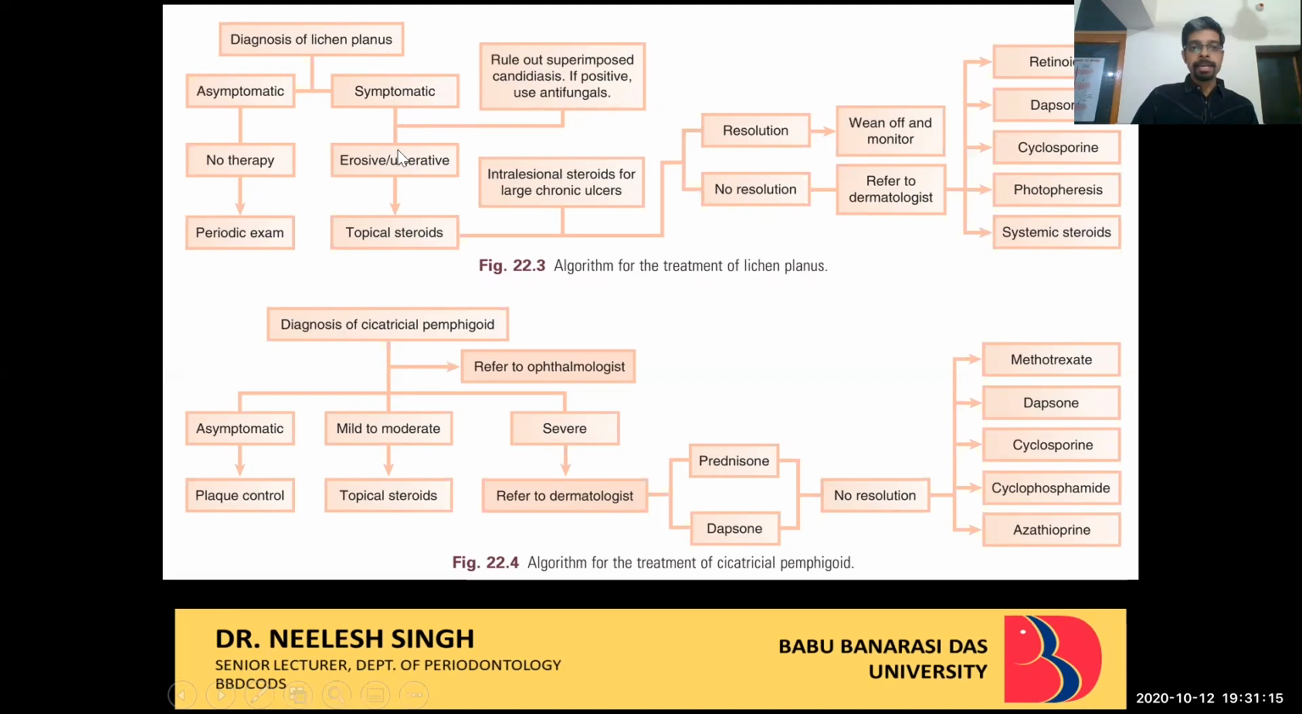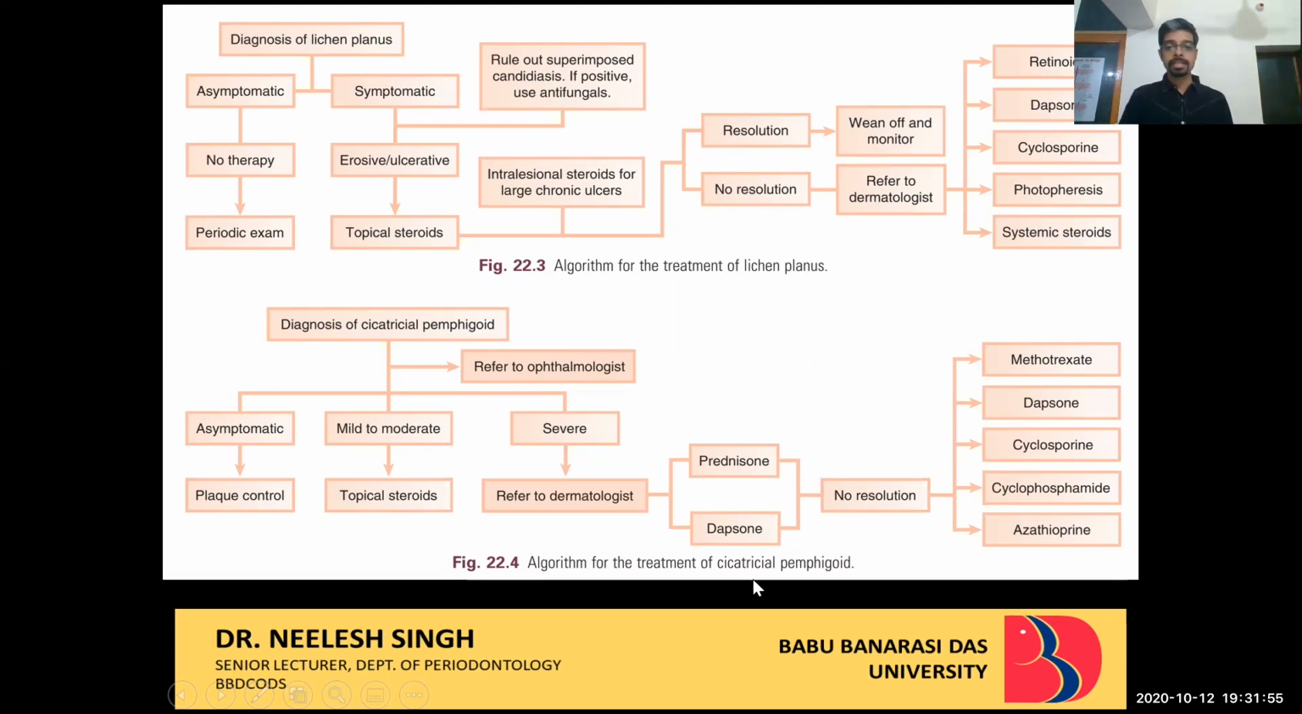Now, lichen planus can be either erosive or ulcerative. There are other forms of lichen planus, but these are the most common forms. In both cases, we'll give topical steroids. If the topical steroids are given intralesionally, the lesion can be resolved or not resolved. If it is resolved, then we have to reduce the treatment and monitor the patient from time to time. If the lesion doesn't resolve, we have to refer to the dermatologist, and the dermatologist will give a combination of these drugs: retinoids, dapsone, cyclosporine, photopheresis, and systemic steroids.